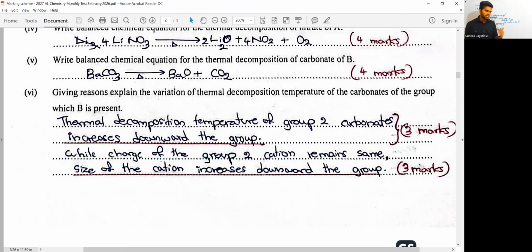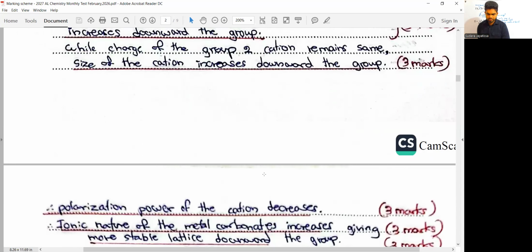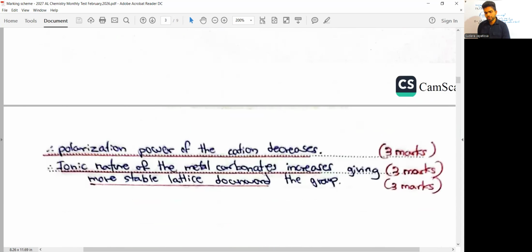So if you start from magnesium or beryllium, let's say magnesium to barium, the ionic radius increases. As a result, the polarizing power decreases. If they have lower polarizing power, then they can make good ionic bonds. Ionic character is more, so that's why it is difficult to decompose. Understood?